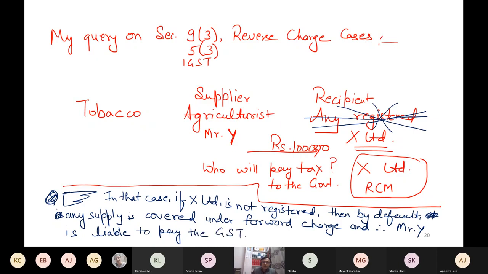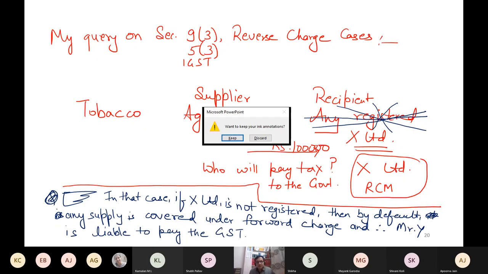Please raise your hand if this point is clear. If any problem, you can ask. Otherwise, please raise your hand. Yes, this is what I wanted to tell you, because so many times this confusion arises that when something is not covered under reverse charge, it is exempt. No, why? By default, it is covered under section 9(1), because 9(1) and 5(1) cover everything. If something is not covered under other subsections, by default 9(1) and 5(1) come into picture, and by default every supply is what? Forward supply, where the supplier has to pay the tax.